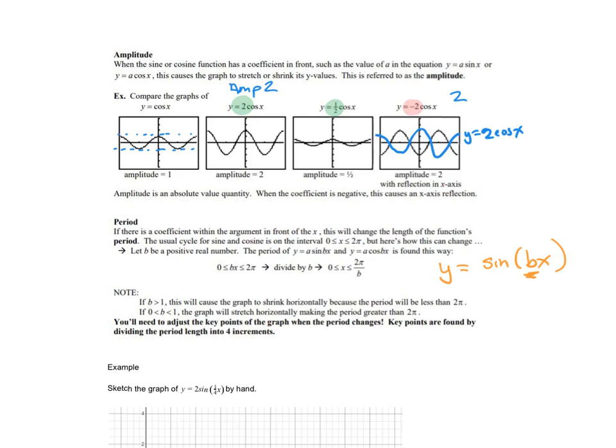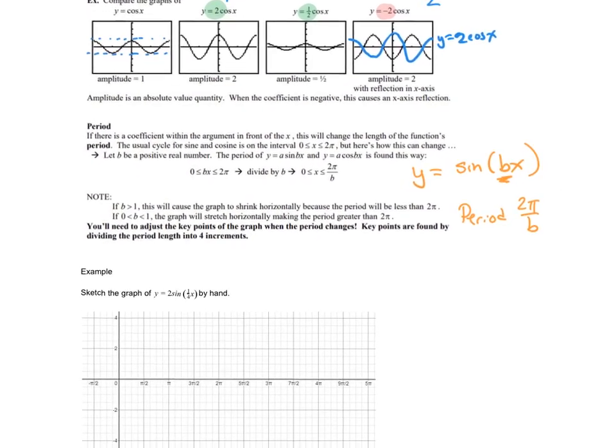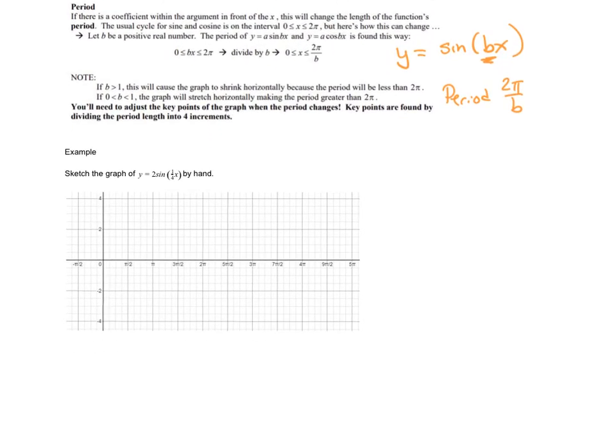So if you have a function like this one, the period is simply going to be 2 pi divided by b. So if b is a whole number, it's going to make the period smaller. If b is a fraction, it's going to make it wider. So let's look at an example of how we can graph some of these. This one I'm going to try to sketch by hand, and of course I could graph it on Desmos and see what it looks like.